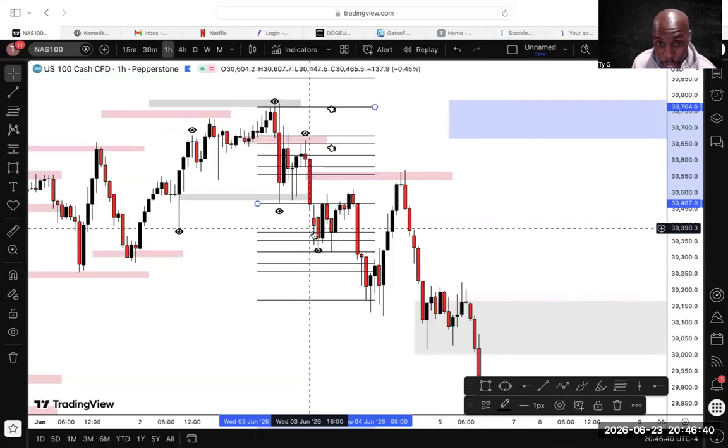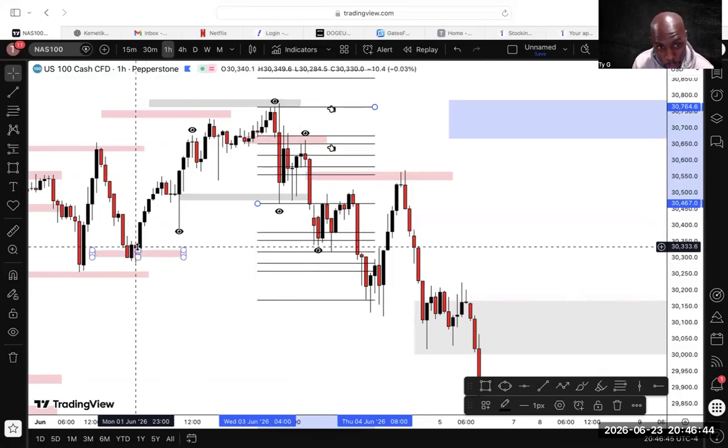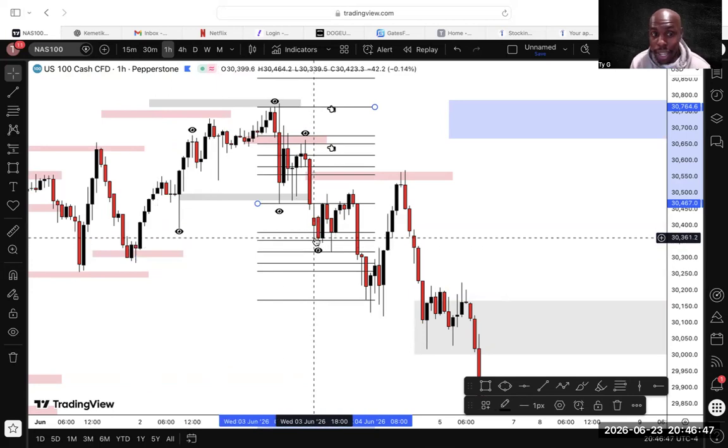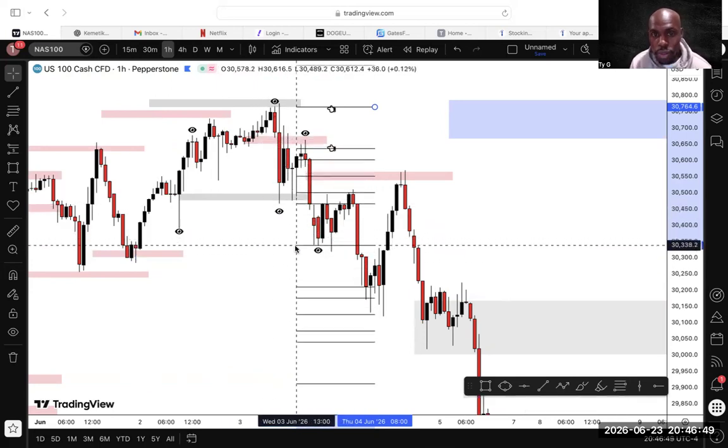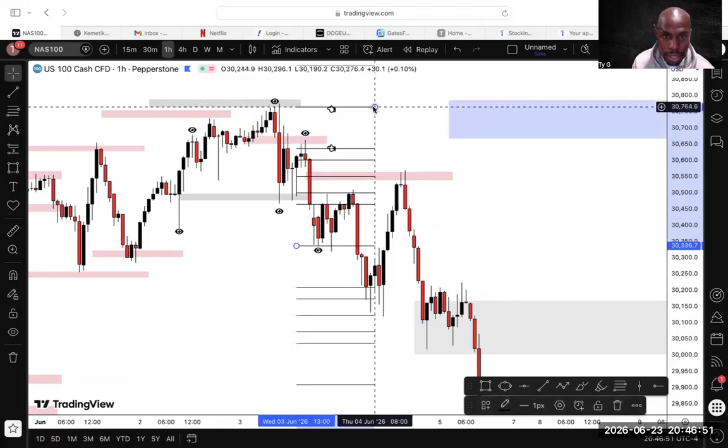And then what? You get a breaker structure right here. We took out that same low, right? Into our point of distribution. Look where price is shuffling at. So what are you supposed to do? Follow the imbalance. Man, this is a good topic.